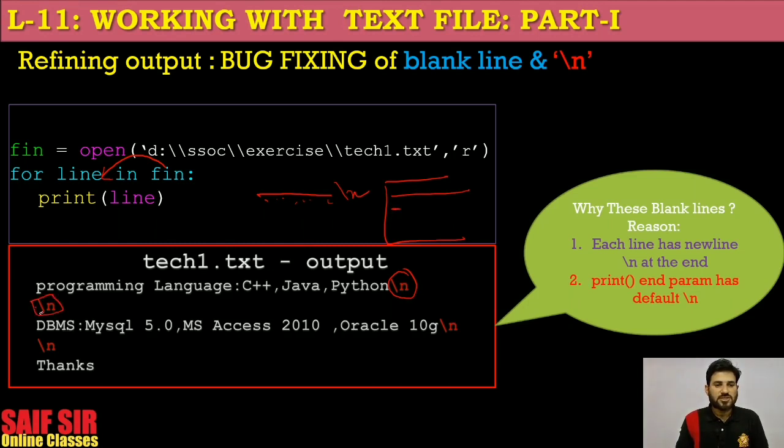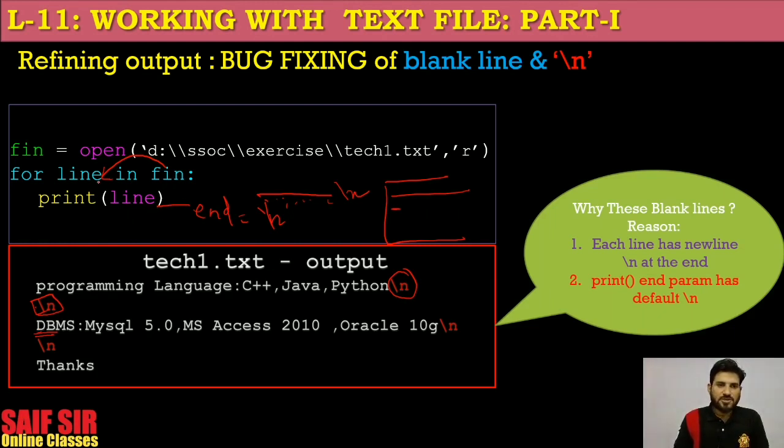But why is this \n printed? Why one more extra line? Because the second parameter of print has the default \n value, and because of that, one more line will be created, our cursor shifts to the third line, and then once again one line is over. So two enters are pressed here indirectly.